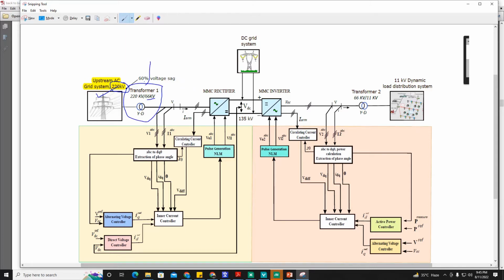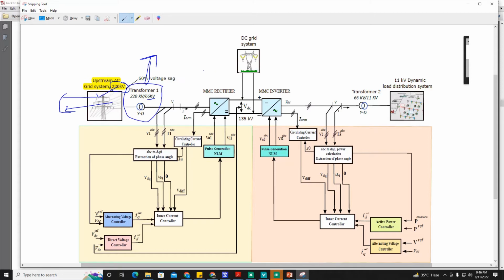The advantage of using this YD transformer is that it eliminates the zero sequence component. As we know, if the grid becomes unbalanced, it will result not only in the positive sequence component, but when it is unbalanced, there will be a positive sequence component, negative sequence component, and zero sequence component. So this Y delta transformer will eliminate the zero sequence component, so there is no need for another separate zero sequence separation controller here in the control section.